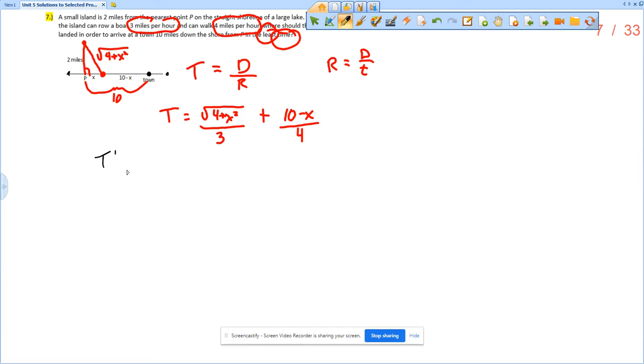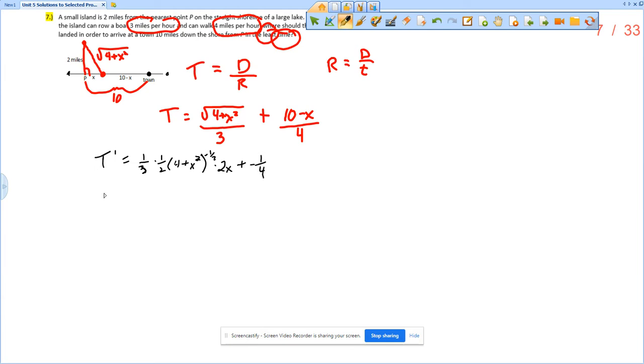So t prime. Keep in mind that this is really 1/3 times this stuff, so I'm going to put 1/3 times. Now, the derivative of the square root of 4 plus x squared is going to be 1/2 times 4 plus x squared to the negative 1/2, and then times the derivative of 4 plus x squared, which is just 2x. Then I have plus. Now remember, this is really just 10/4 minus 1/4 x, so the derivative is just negative 1/4.